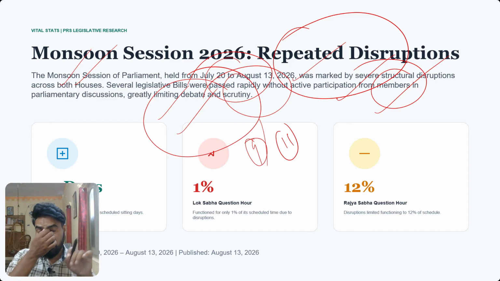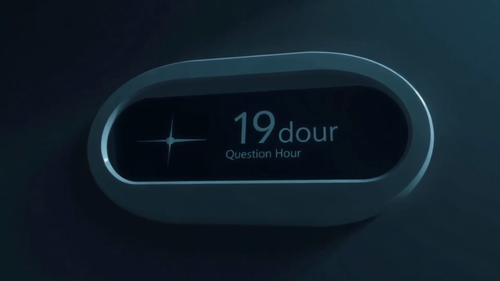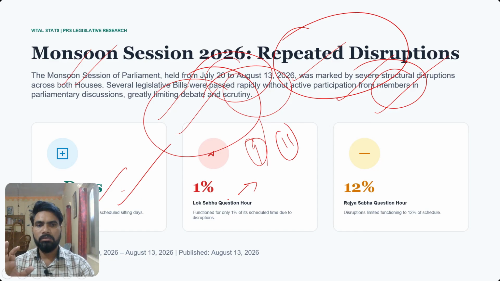Not just in this session, but in every session, this practice of passing the bills without having discussion is called the guillotine. All the bills are put together and passed en masse. This trend is unfortunately increasing in the functioning of our parliament, which is not a good practice. Overall, the session duration was 19 days. There is a one-hour question hour in both houses. Out of the 19 sessions of question hour, Lok Sabha had question hour only for 1% of the dedicated time, very unfortunate, and Rajya Sabha only 12% of the dedicated time.